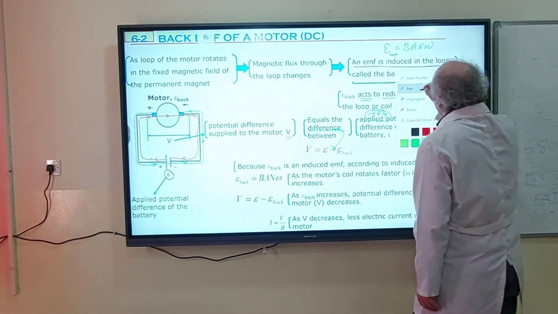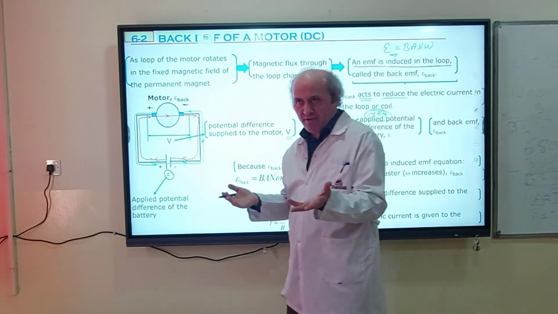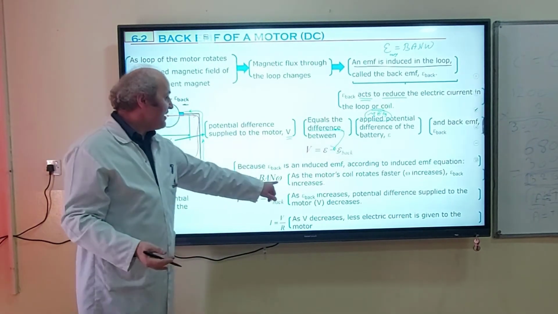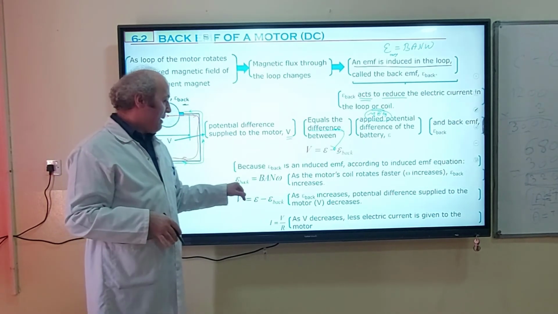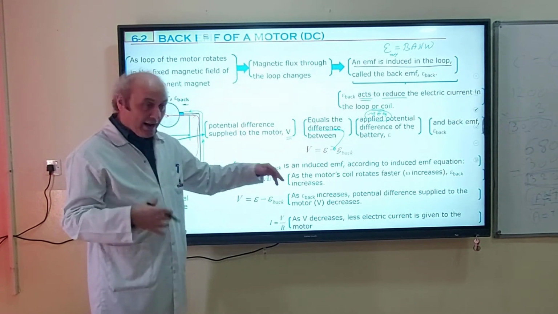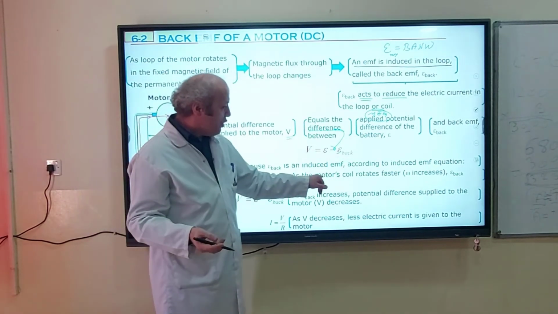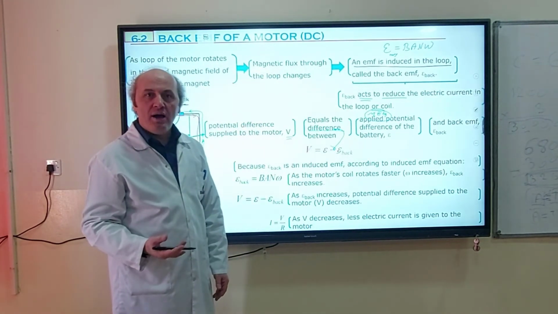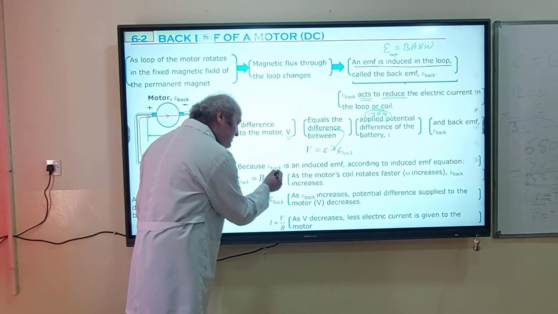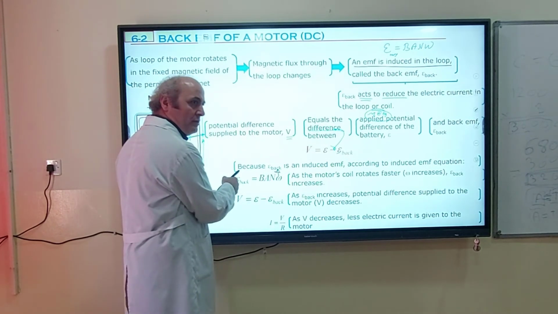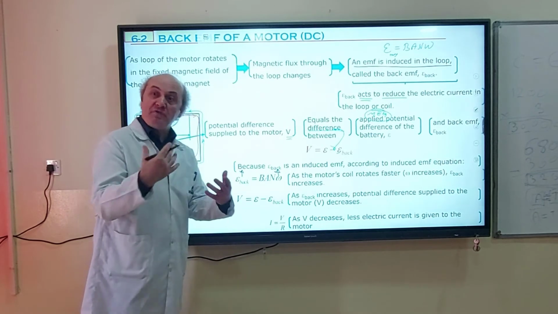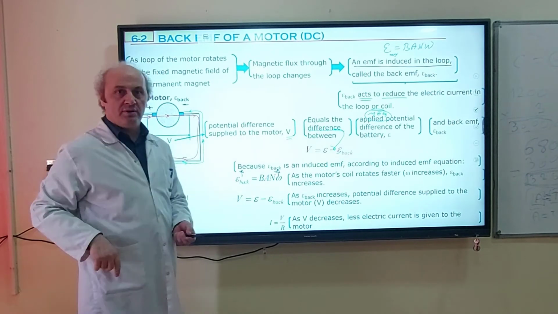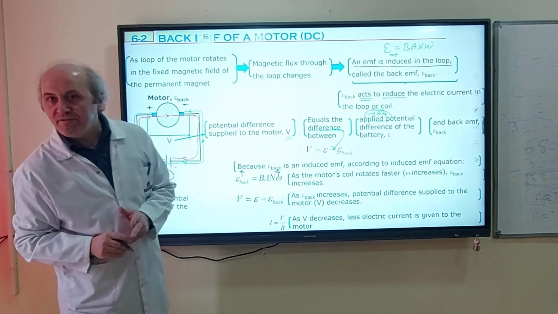As I said, this back EMF is in fact the usual induced EMF. What is the usual induced EMF maximum value equation? NBAω. It is available for back EMF as well. According to this equation, as the motor's coil rotates faster, what does it mean? Omega increases. If omega increases, tell me, how does back EMF change? It increases as well. Yes. If omega increases, back EMF increases. There are 3 ministry exam questions about this. As omega increases, back EMF increases.